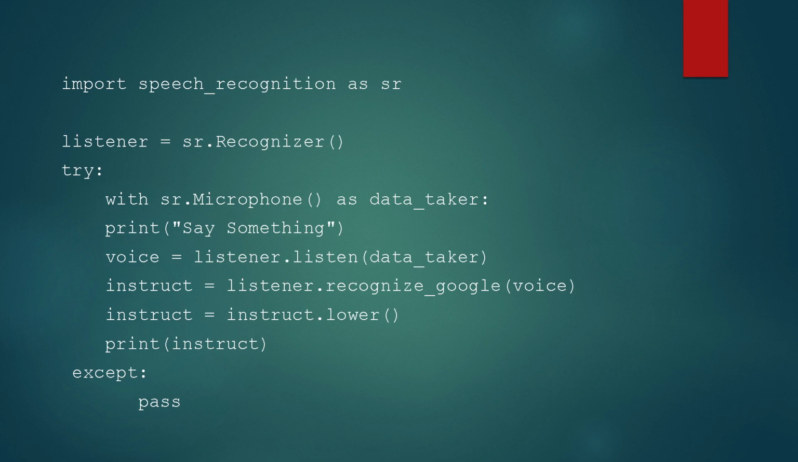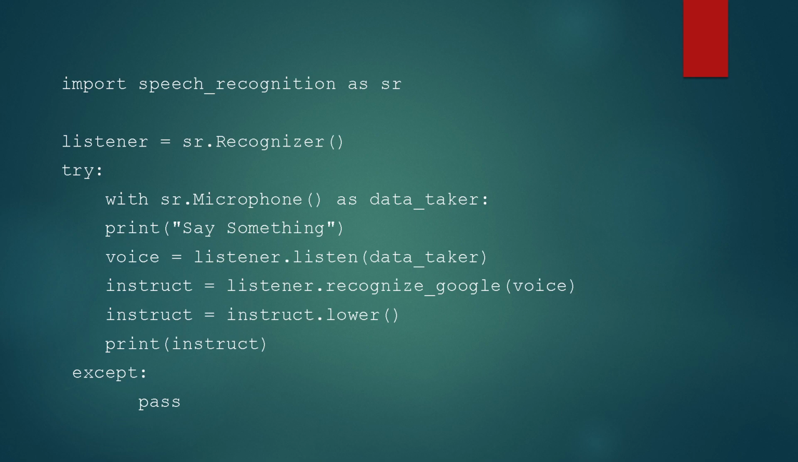listener = sr.Recognizer(). Listener is a temporary variable that we are using to assign the sr.Recognizer() function. We are using try and except. In Java and the previous languages we used try and catch exception, but here we are using try and except. It's a totally new subject. We'll get to know about it in the further slides.